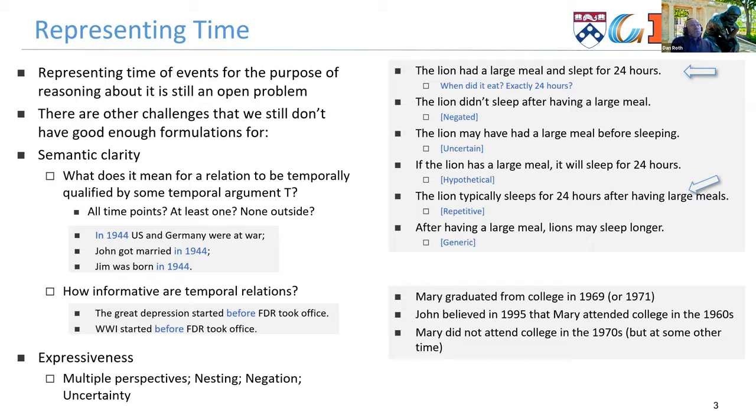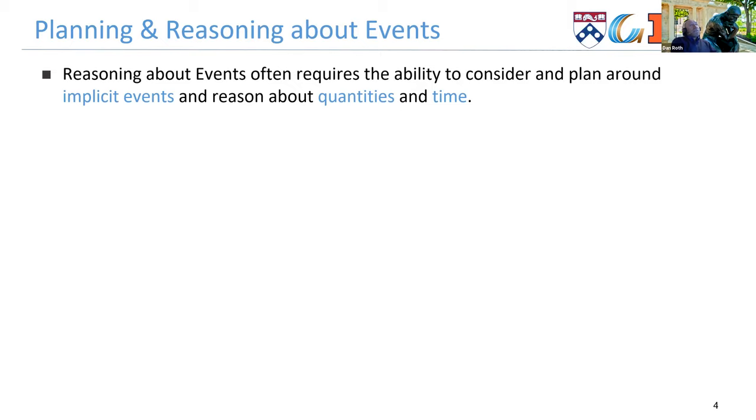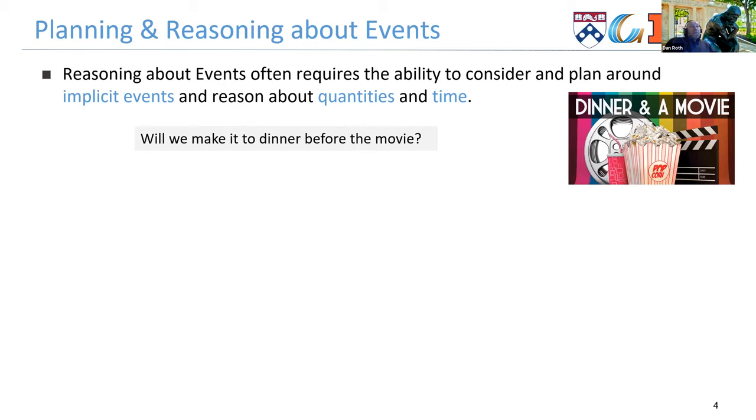The second aspect I want to address has to do with reasoning about events and its relation to planning and common sense. So quite often, if we want to reason about event, it requires that we think about planning. And this planning often requires understanding implicit event reasoning about both time and quantities in general. Here's a question. Will we make it to dinner before the movie? And think about the type of issues that you have to address in order to answer this question.